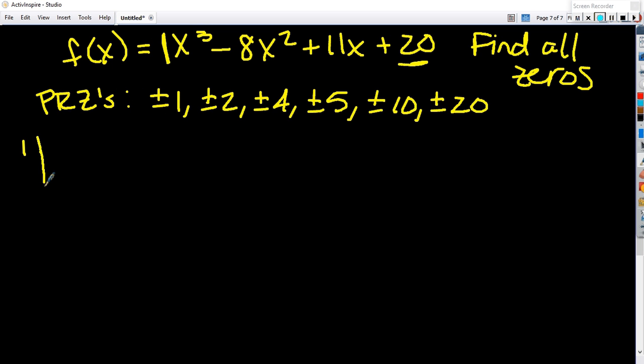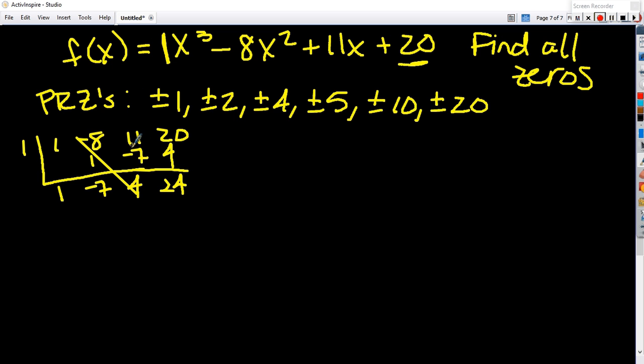I'll start with 1, and I'm going to set it up synthetically. Remember your placeholders: 1, negative 8, 11, and 20. Drop it, multiply, add, multiply, add, multiply, nope. Oh my gosh, that seems so ridiculous. You have to do that for all of them, until you get to the one that works.